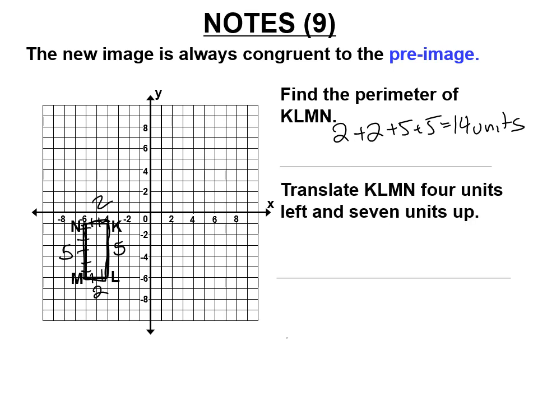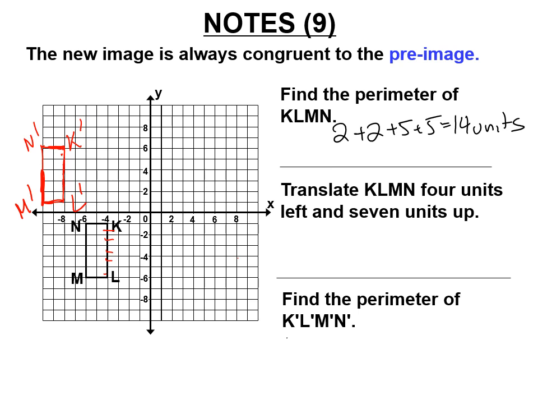Translate KLMN 4 units left and 7 units up. One, 2, 3, 4, right at the edge there. And then 7 units up. 1, 2, 3, 4, 5, 6, 7. Pencil is very helpful here. Remembering it has to be congruent. So it's 1, 2, 3, 4, 5. 1, 2, 3, 4, 5. Right? And you want to put the letters K prime, N prime, M prime, and L prime. You want to neaten it up.